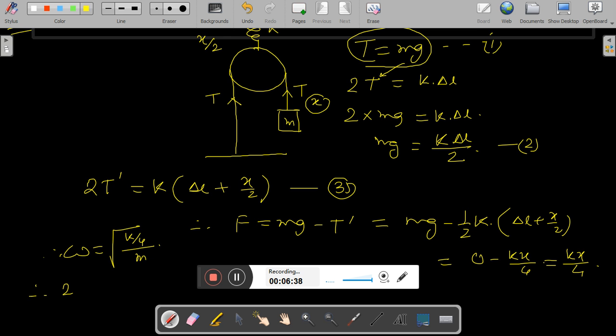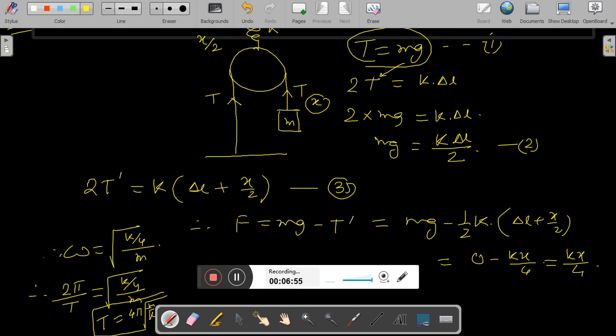We know omega is equal to 2 pi by T. So we can put this equation in this form and easily find out the time period, that will be 4 pi into root over of m by K.